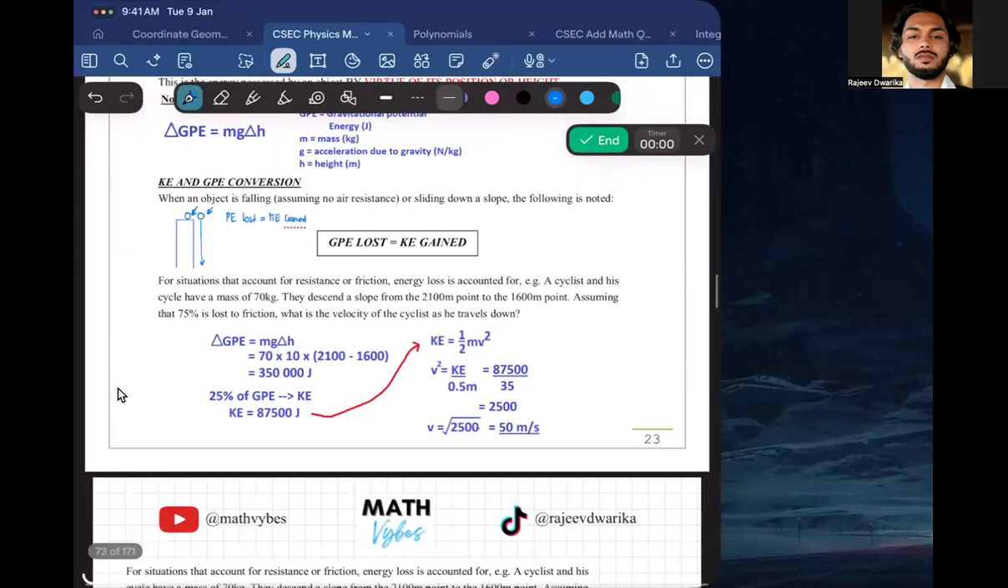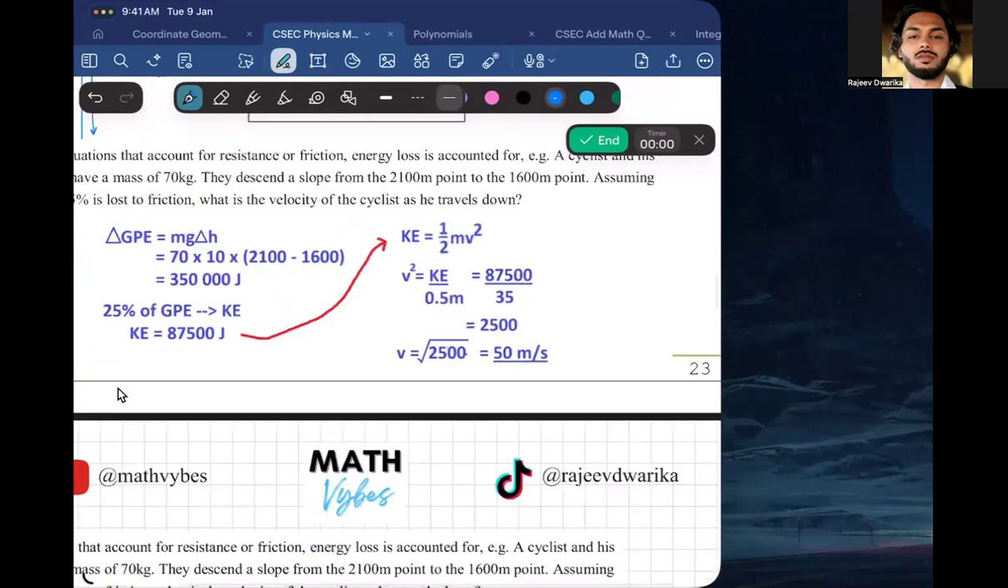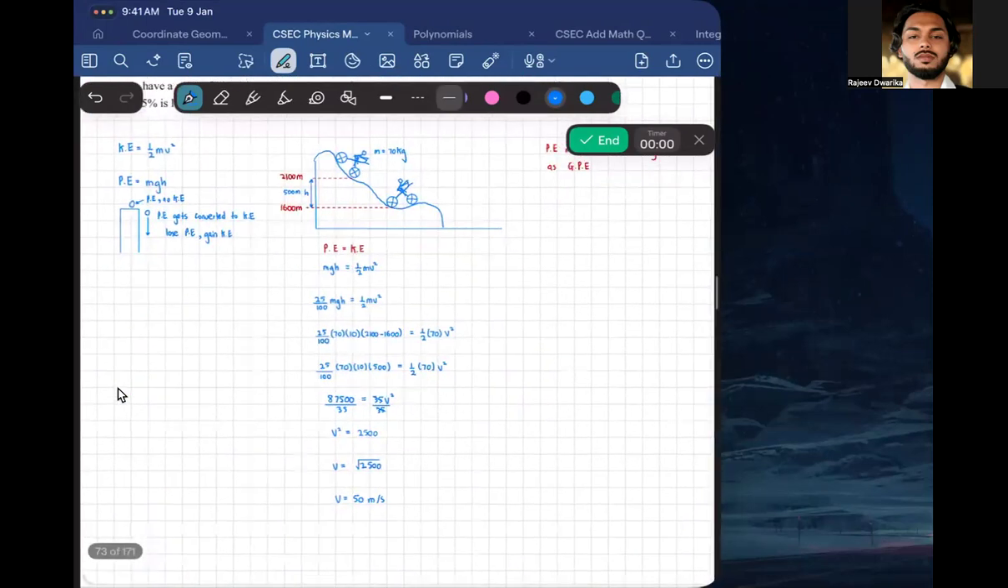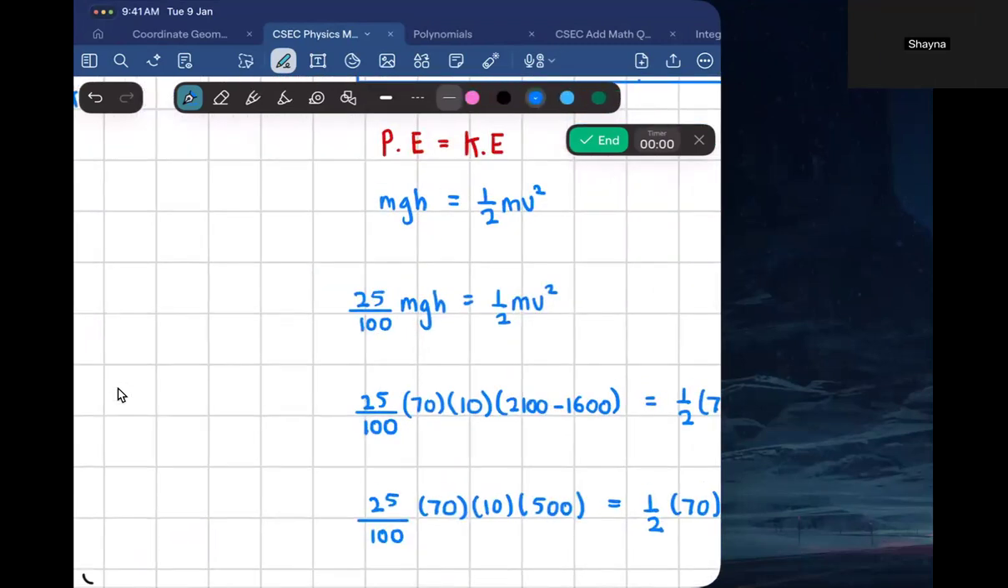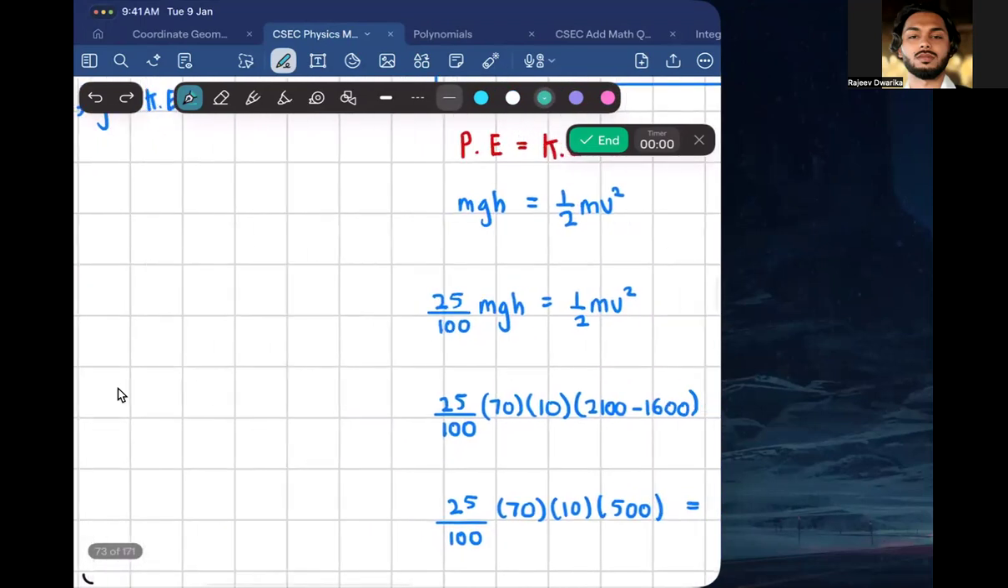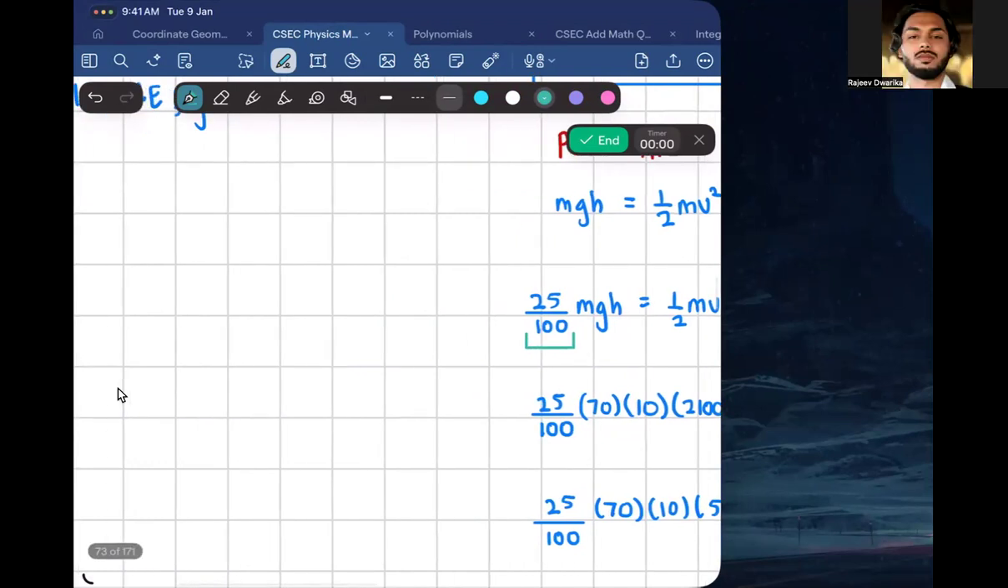Let's check the answer that they got. They got 50 meters per second as well. Nice. So thinking about this question, Sheila, easy or hard? I think it's easy. I think so too, right? But we need to understand why we did this. Why did we multiply the total potential energy by 25 over 100? Because it was 25% for the potential energy. Right, because we lost 75%.